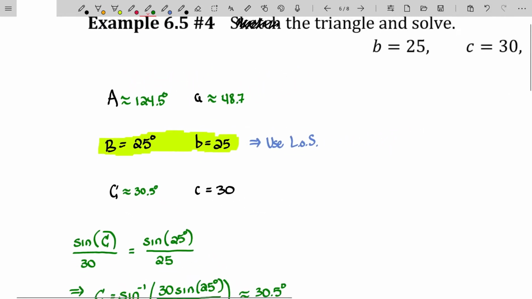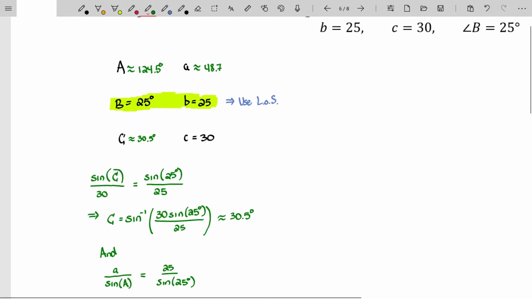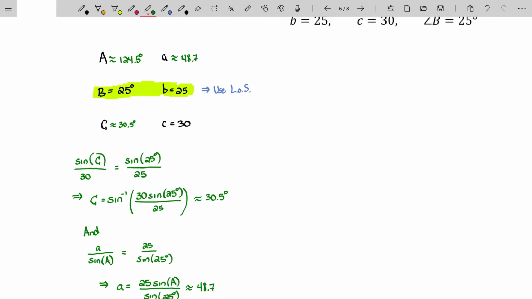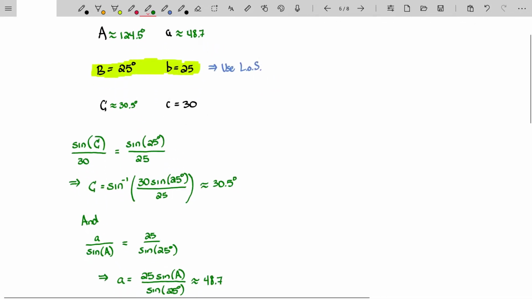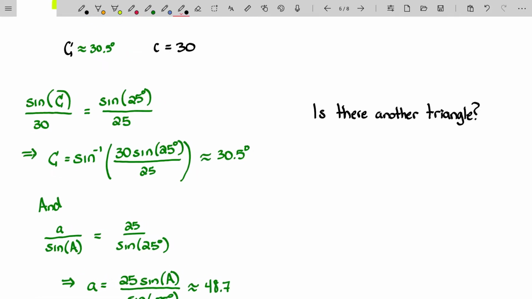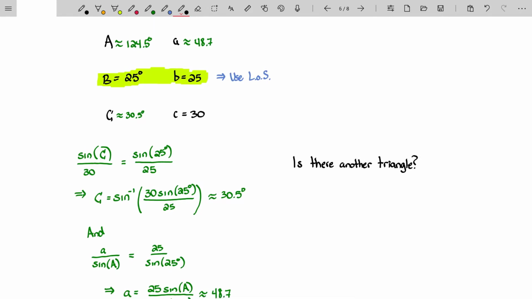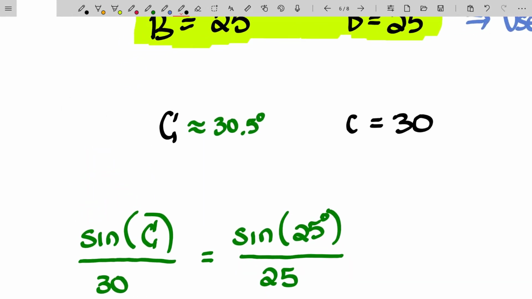Now we're not quite done with this. In fact, we're only halfway done with this because there might be another triangle. So we should ask that right now. And I'm going to zoom in just to ask that question. How do you know if there's another triangle? Well, this was the ambiguous case. So really, when you do this, you should just say, check for second triangle.